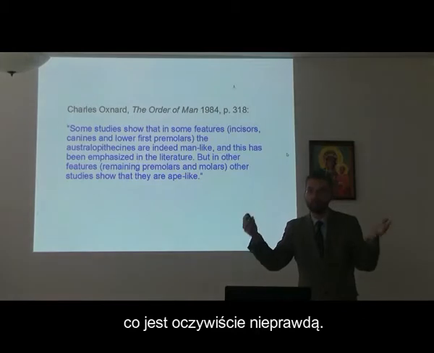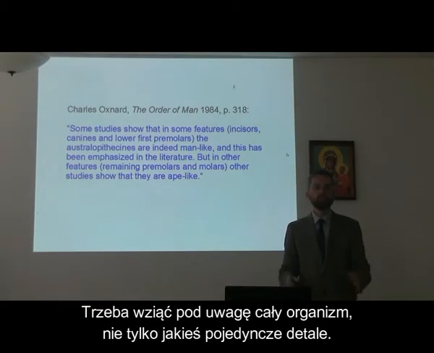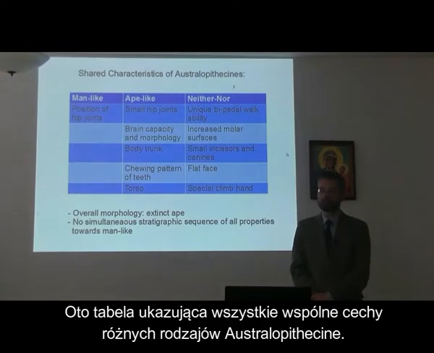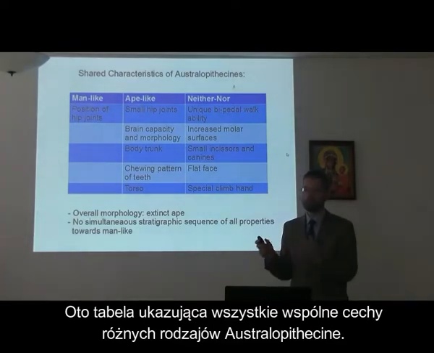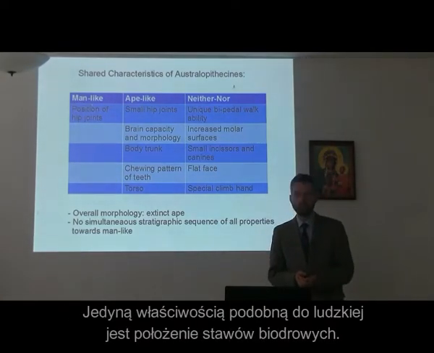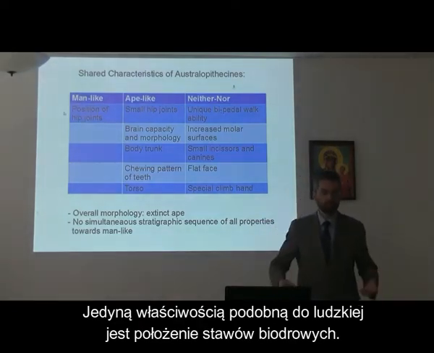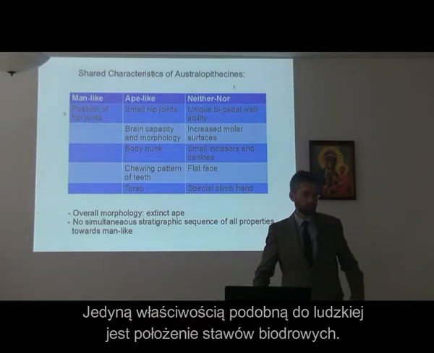But that's of course false. You have to consider the entire organism, not just some isolated details. And here is a table of all the shared characteristics of the different kinds of Australopithecines. And there is one property which is like in man. This is the position of the hip joints.